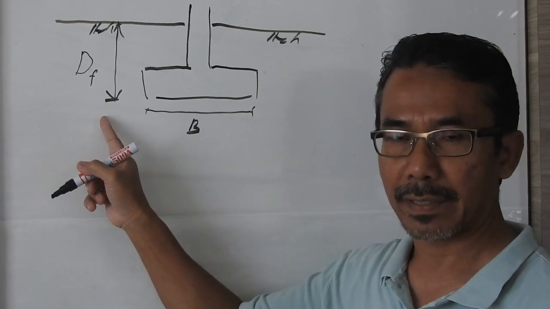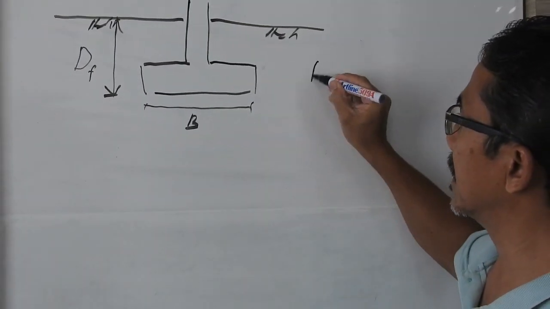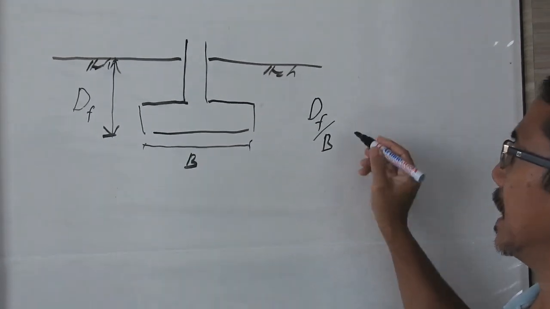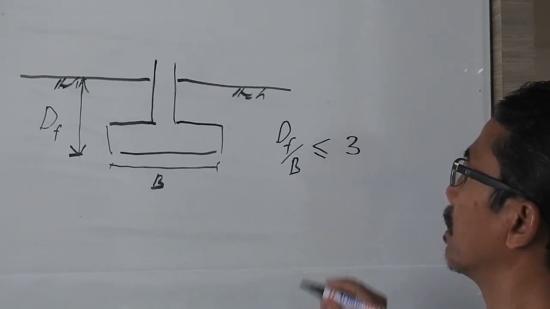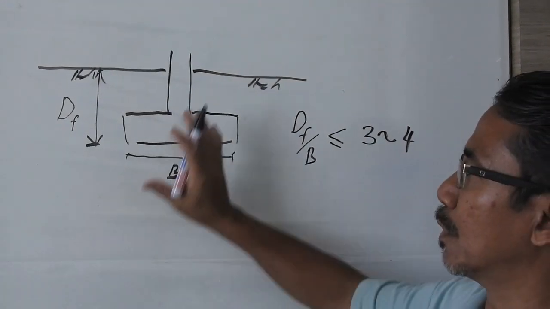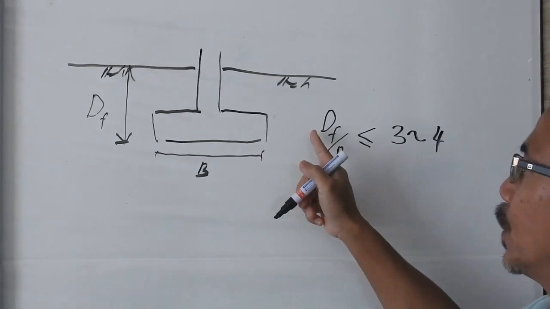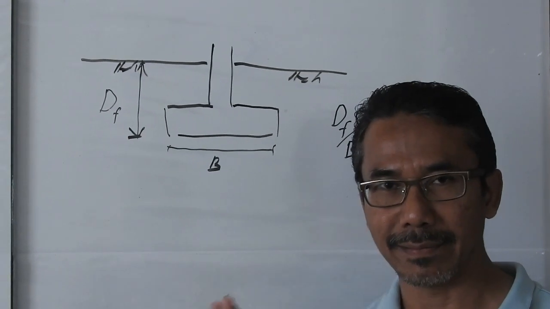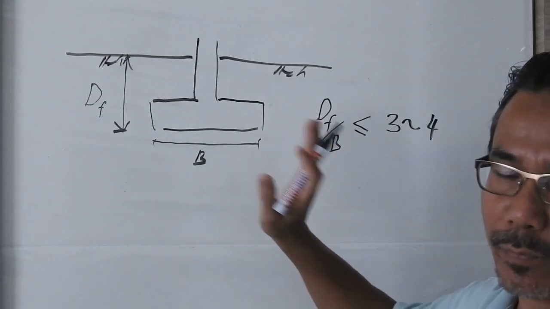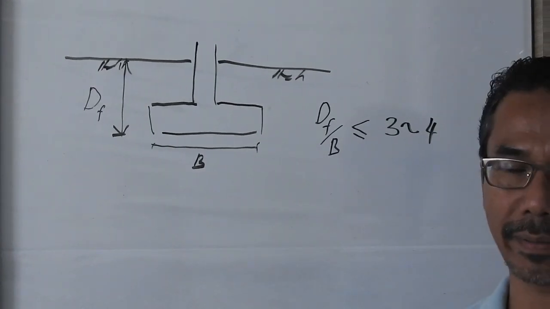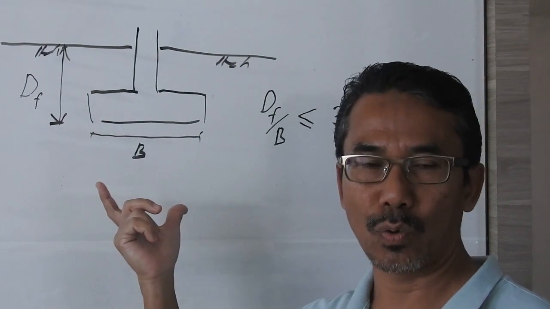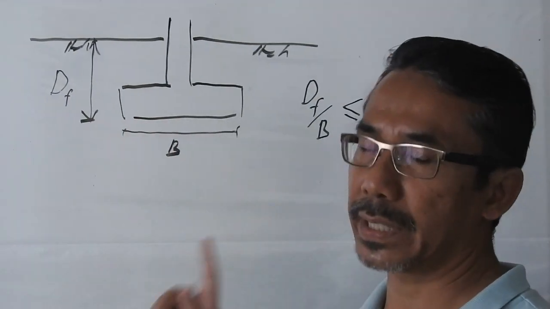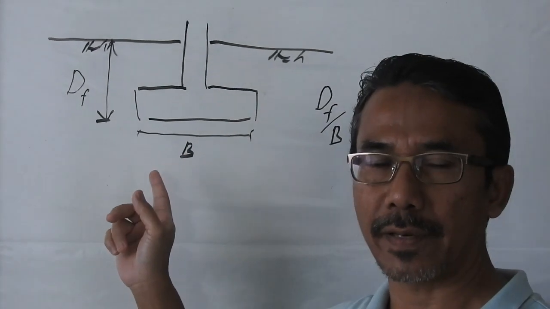D sub F. So a shallow foundation is defined as when D_F over B, the ratio of depth of footing or depth of foundation to B, is less than or equal to 3 or about 4. So any foundation with the ratio of D_F over B greater than 3 or 4 is categorized as deep foundation. Right? Okay. When we design foundation, we have to make sure that the soil will not undergo shear failure. And then we have to make sure that the foundation will not experience excessive settlement.